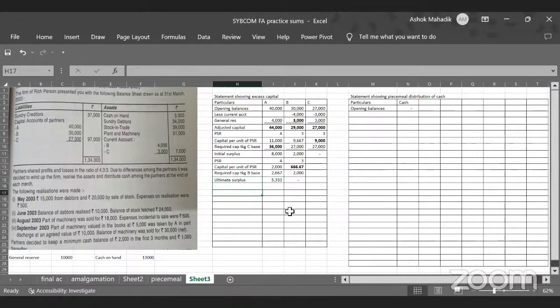To write order of payment. What is order of payment? First, pay to whom? A. How much? 5,333. Pay Mr. A rupees 5,333. Then second last line.